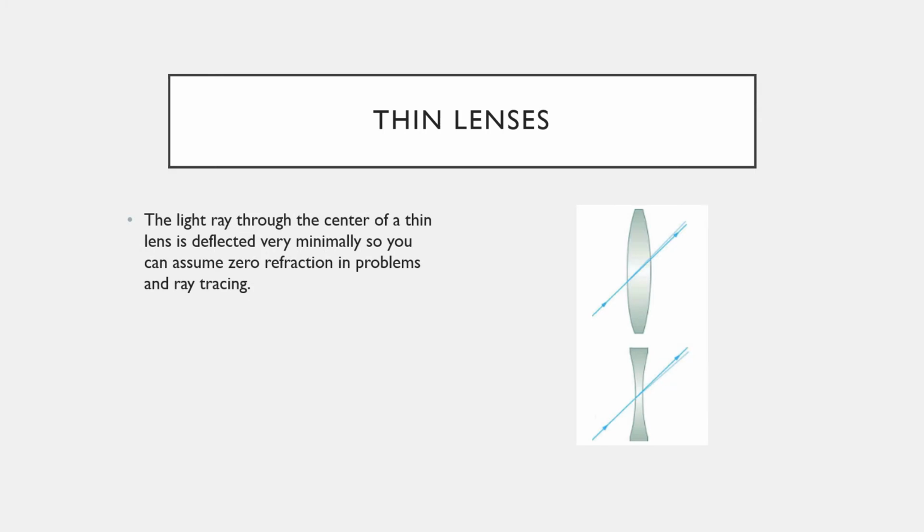One other quick thing to note about thin lenses is that light rays that go through the very middle of a thin lens are deflected very minimally. So you can assume pretty much zero refraction in ray tracing problems. As it goes through, no refraction. It's going to be almost identical, if not identical, as it goes through the center, and only the center, of these lenses.